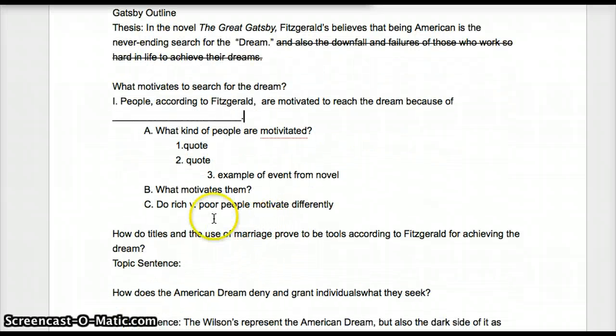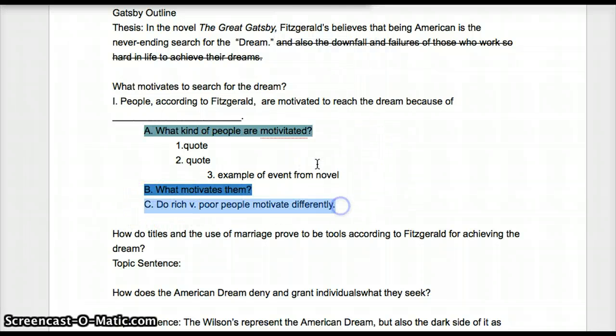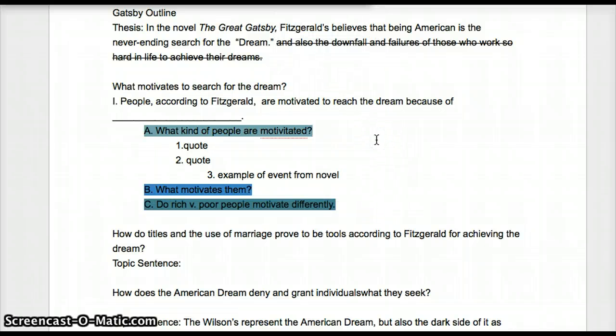What kind of people are motivated? What motivates them? Do rich people versus poor people motivate differently? I will convert all of these statements here into my capital letters, okay? Each of these will become a capital letter A, B, and C underneath Roman numeral 1. Now, as I'm starting to craft my outline, I'm going to go look for supporting evidence to go underneath what kind of people are motivated.